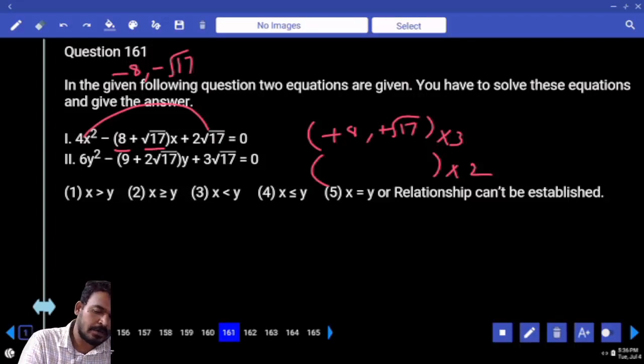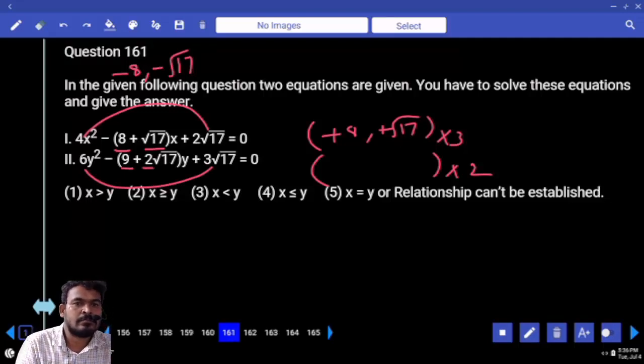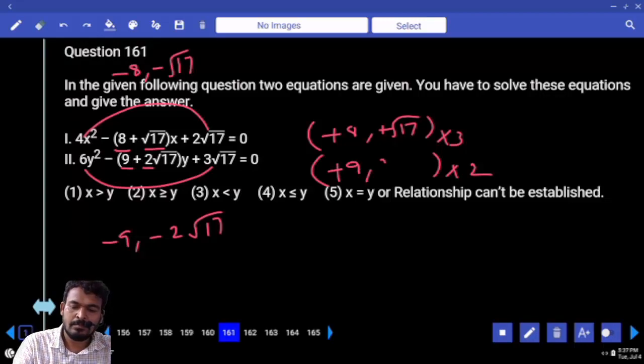Second one, what is the product value? 6 into 3, 18. But here 9 and 2 root 17. Sum will be 18 root 17 product, but sum value 9 and 2 root 17. One will be minus 9, another one minus 2 root 17. Those are initial roots or final roots? Initial roots. What are the final roots? Plus 9, plus 2 root 17.